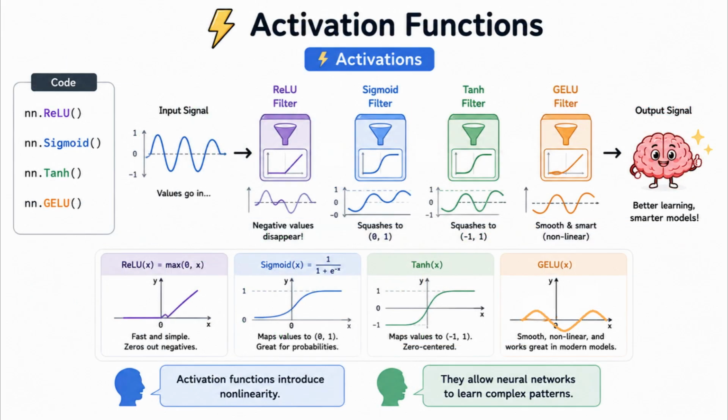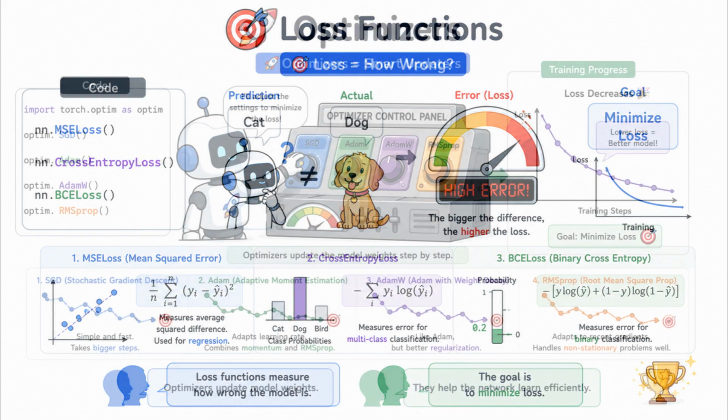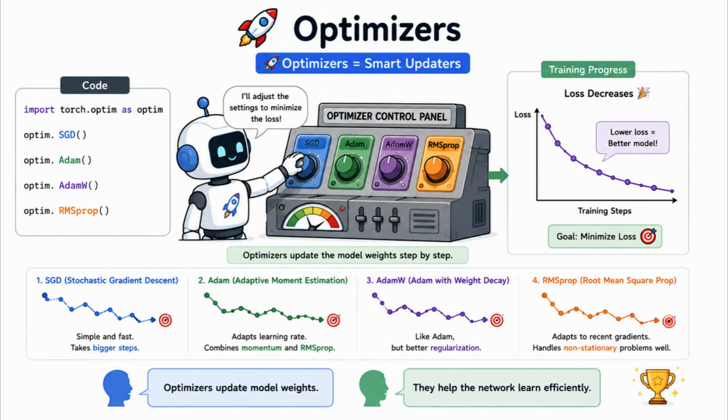Activation functions introduce nonlinearity. They allow neural networks to learn complex patterns. Loss functions measure how wrong the model is. The goal is to minimize loss. Optimizers update model weights. They help the network learn efficiently.